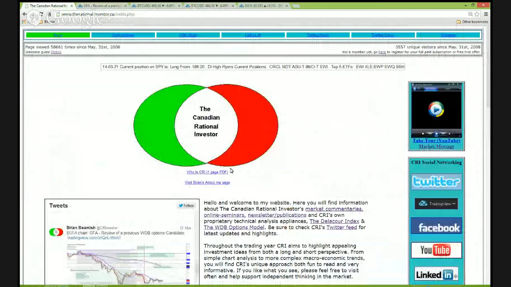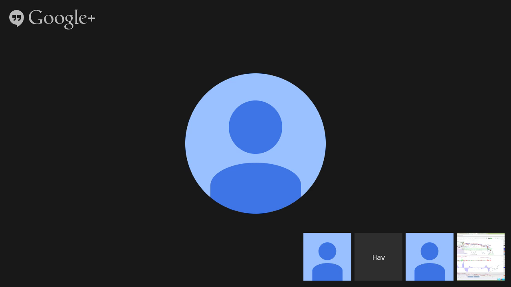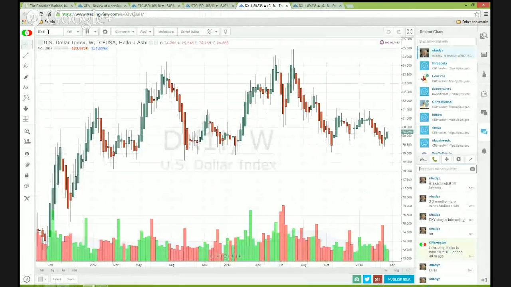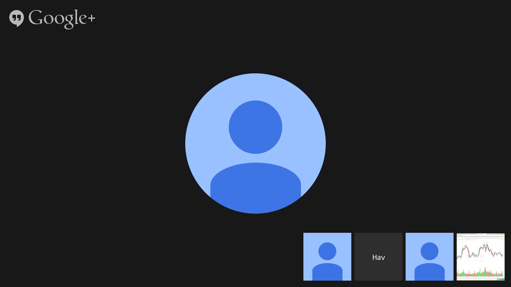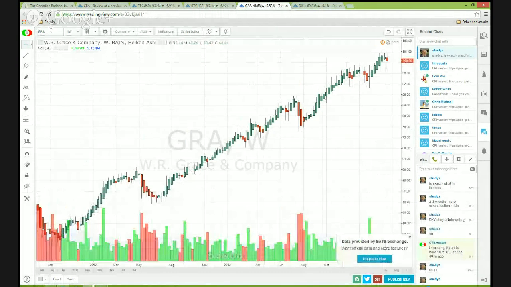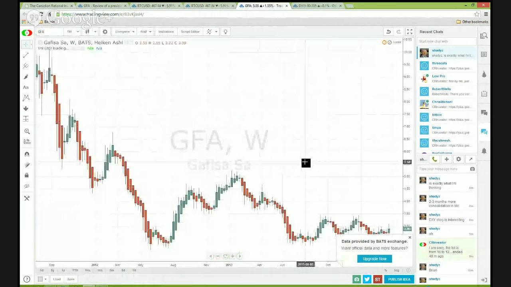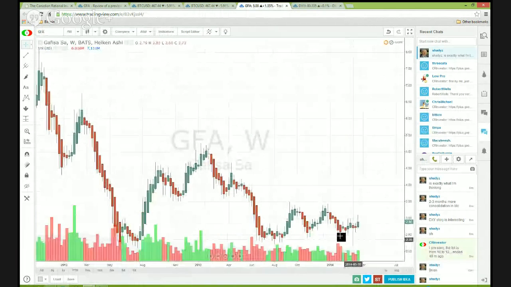So now we have a fundamental story that's awesome, and a technical story that's getting better and better by the day. I don't know why that Gafisa chart's not blowing up, but if we look at the GFA here now, oops, geez, I never put these symbols on right. All right, look at what we have happening now.